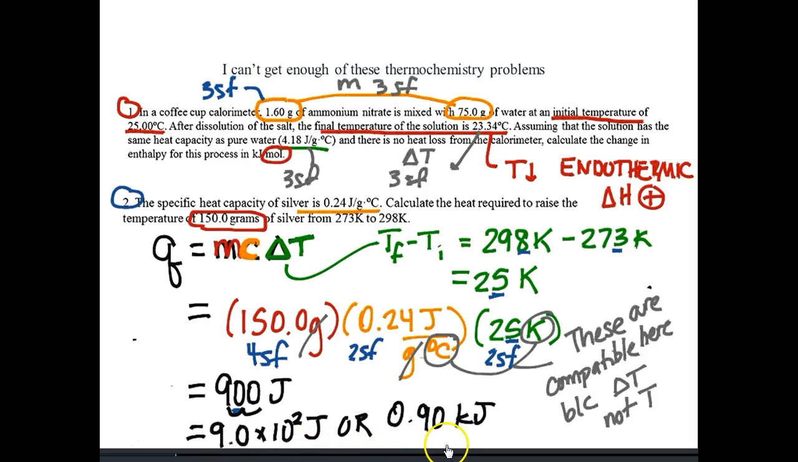Or you can convert this into kilojoules. The problem does not specify what unit it wants, and so you could convert this into 0.90 kilojoules, and that number clearly has 2 significant figures as well.